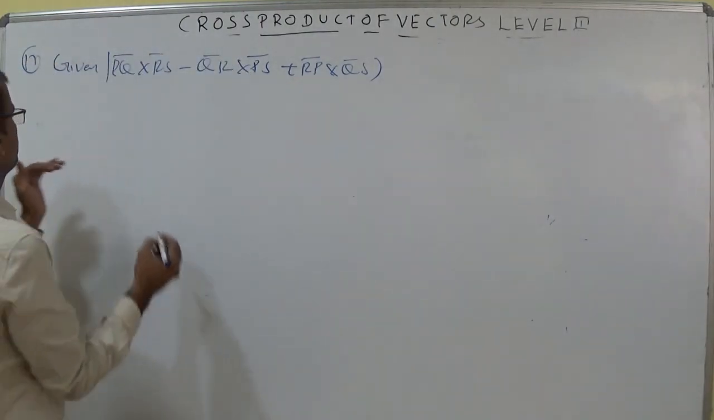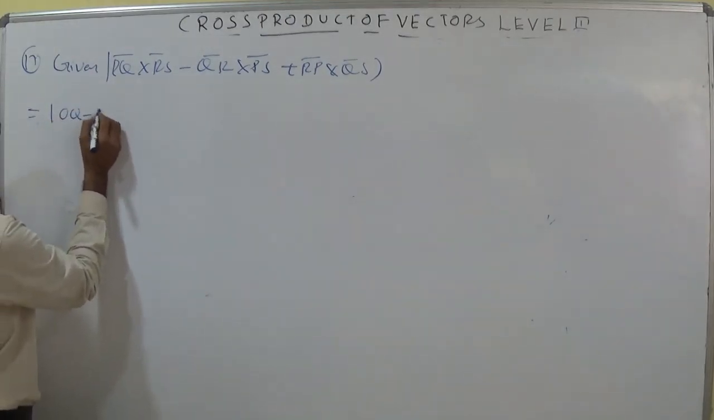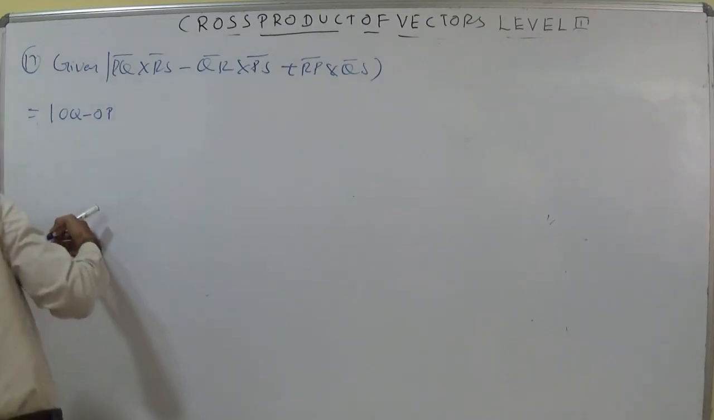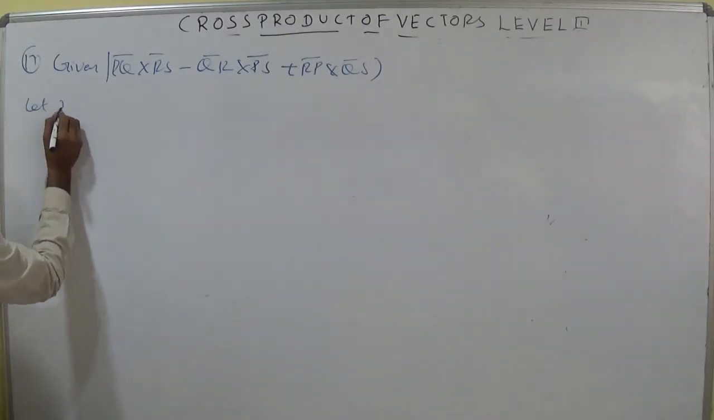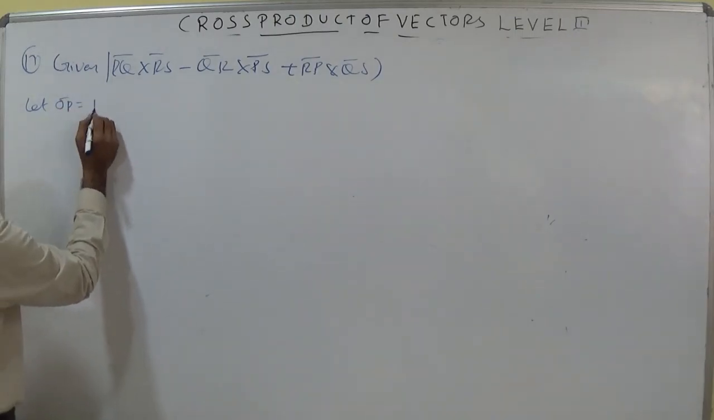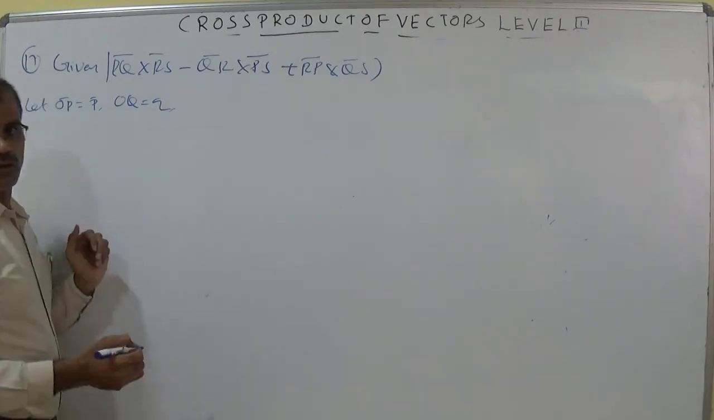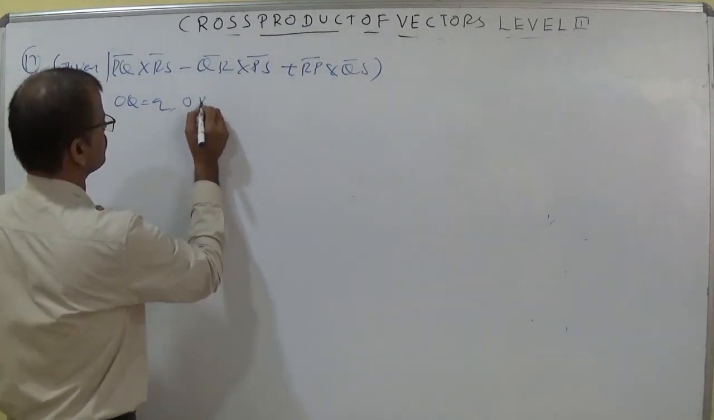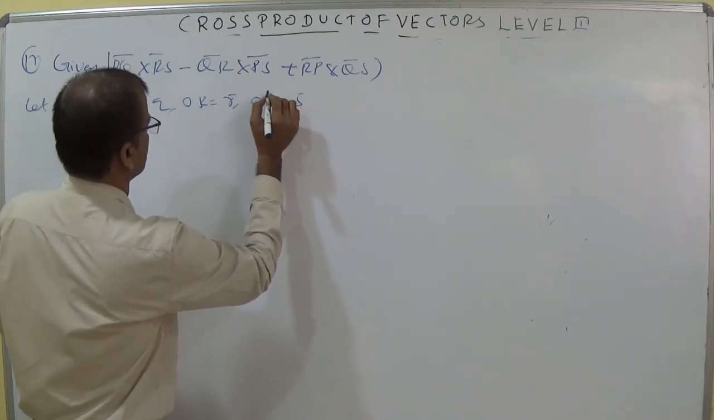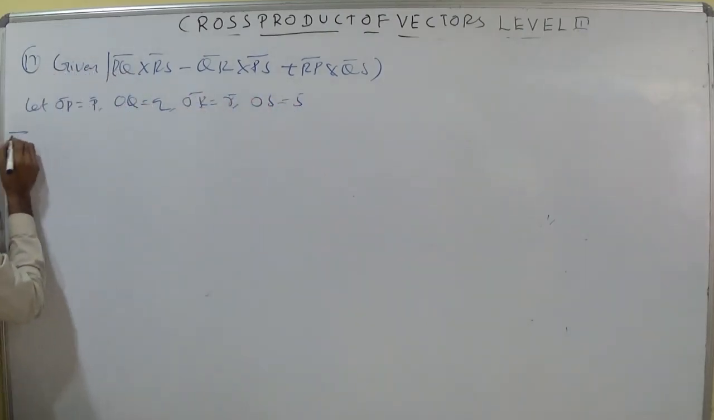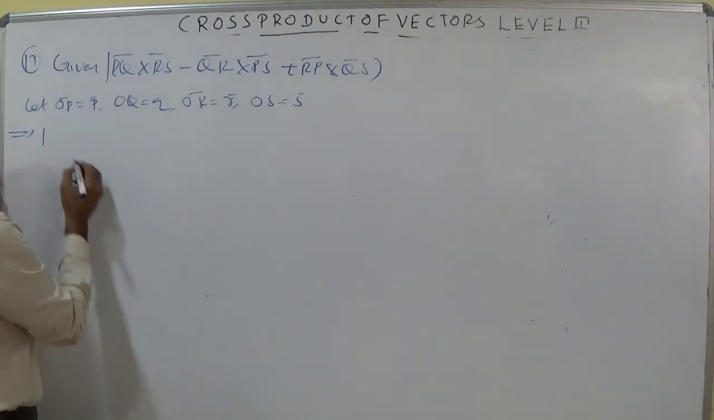PQRS are given points. Let us use the position vector concept, OQ minus OP. Let OP bar equal to small p, OQ equal to Q bar, OR equal to R bar, OS equal to S bar. Write students like this. That implies you can write the concept OQ minus OP.